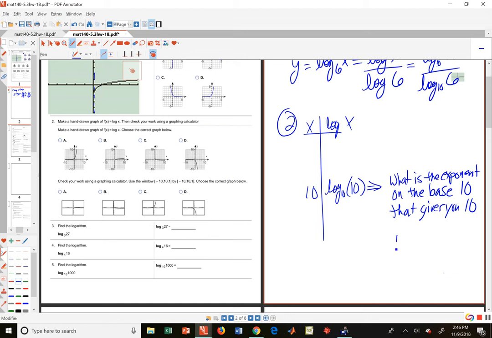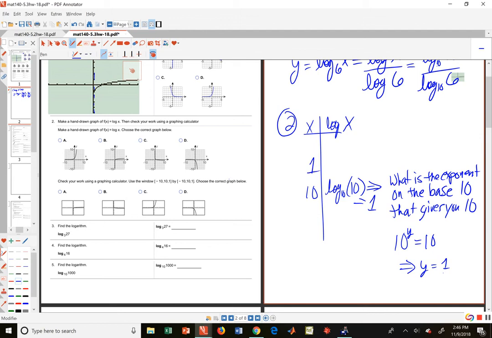Kind of algebraically, it'd be 10 to what power is equal to 10, and the answer is y equals 1. So this would be a 1. So it tells you the exponent. The logarithm itself is the exponent on the base that makes that happen. Let's do another one.